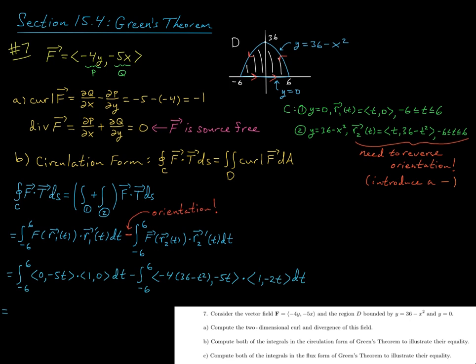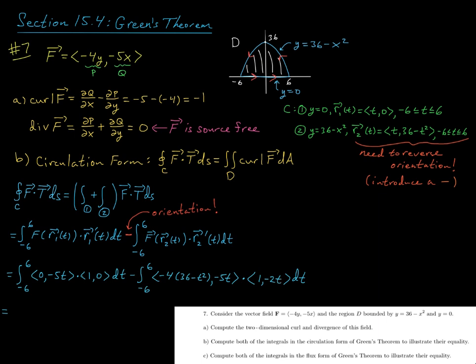All right. And then for f of r sub 2, now we're going to set x to t and y to 36 minus t squared. So that's going to give us minus 4 times y, which is 36 minus t squared, comma, minus 5t, since x is t for the j component there. And then r2 prime, that would just be 1 comma minus 2t.